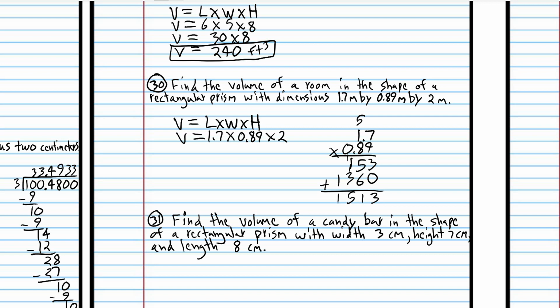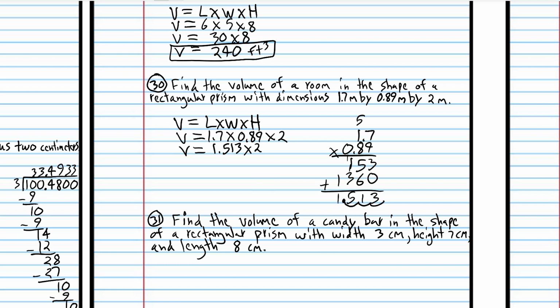Now, we have 1 digit to the right of the decimal here, and we have 2 digits to the right of the decimal here. So that's 1 plus 2 is 3. We're going to move the decimal 3 places. So you always start over here, and you move 1, 2, 3, because it's 3 digits to the right of the decimal. So 1.7 times 0.89 is 1.513.